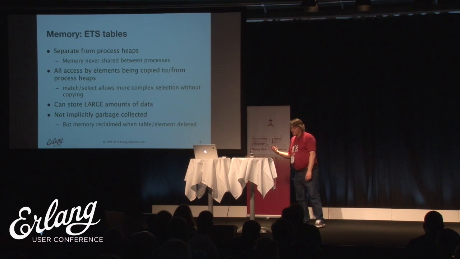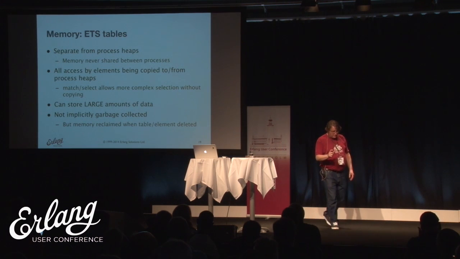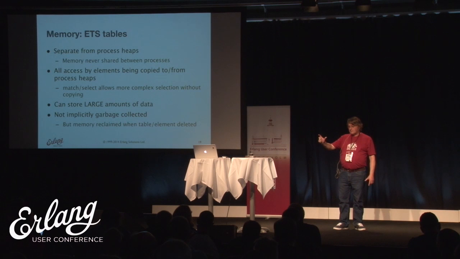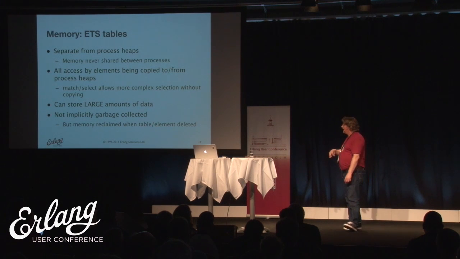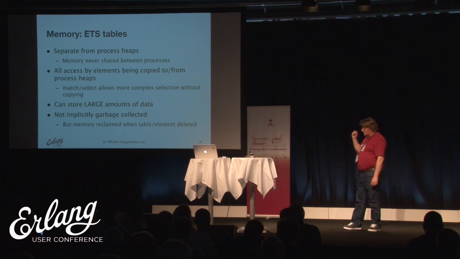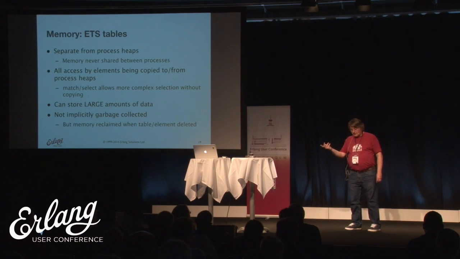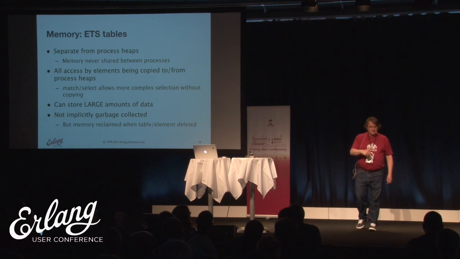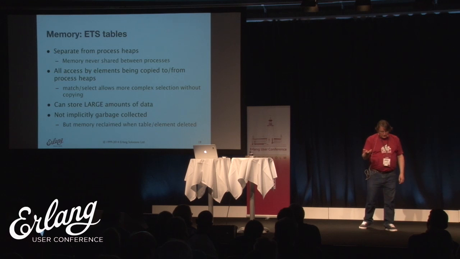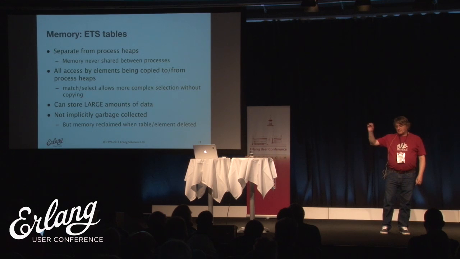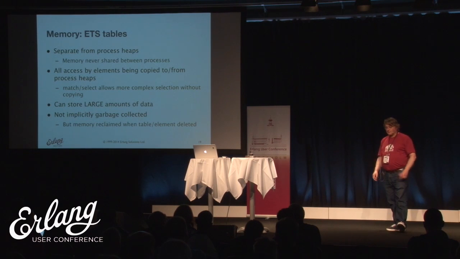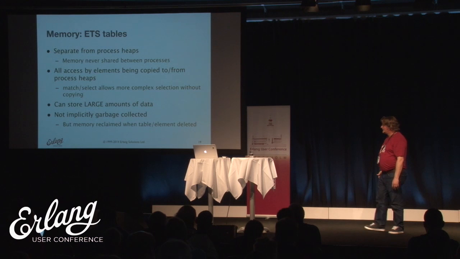The thing to remember here is that the memory in a process heap is never shared with the data in the ETS table. A process always works on its own data. When you access an ETS table, you're copying that element from the ETS table into your own process heap. Then you're working with it. When you're putting something into an ETS table, you build a tuple on your heap, then you copy it over and put it in the ETS data area. So you're copying data backwards and forwards.